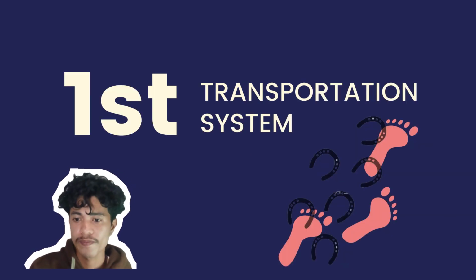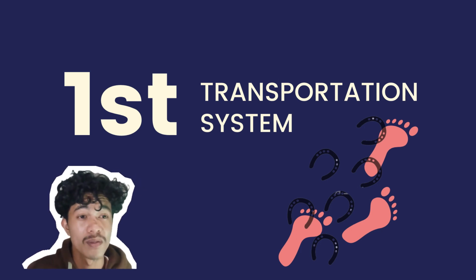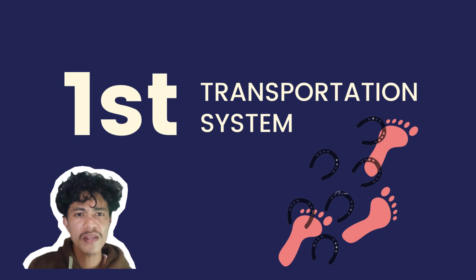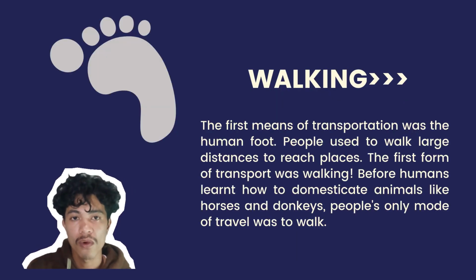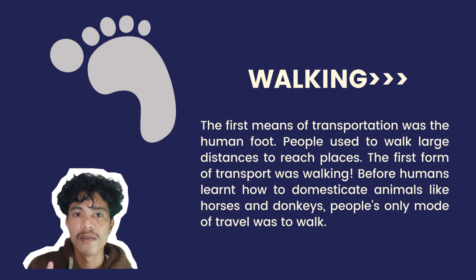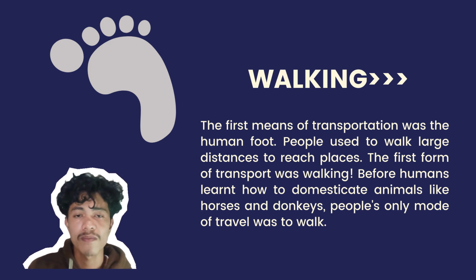Did you know that the very first transportation system does not have wheels or wings to move? So, the very first transportation system is walking. The first means of transportation was the human foot. People used to walk large distances to reach places.